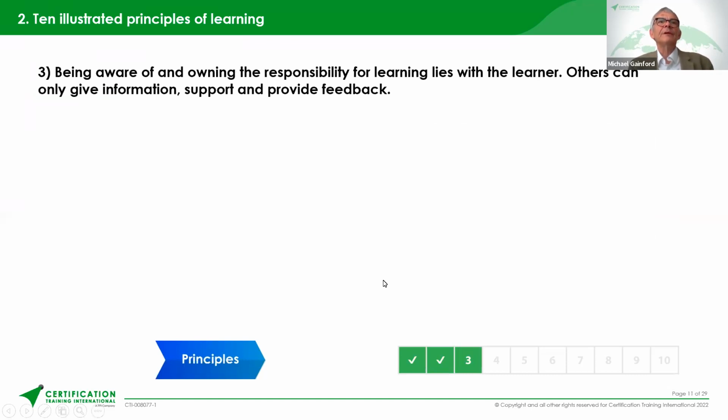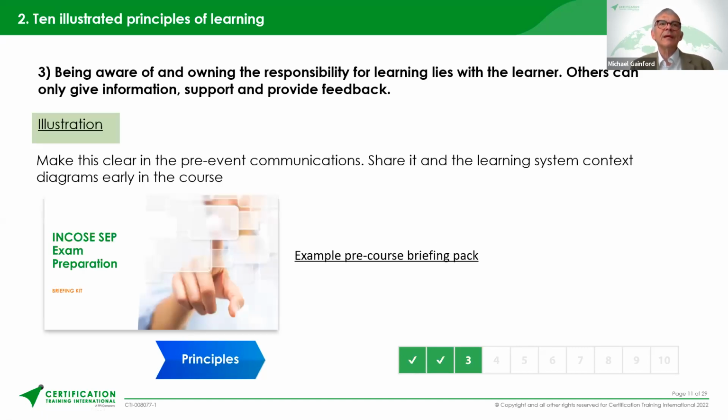Third principle, very important. The primary accountability for learning lies with the learner. So the more proactive you are and the more you believe in this principle, the more effective your learning will be. And again, this is something you could make clear before the event. You might send out something, you might call it a briefing kit, and share it and talk to people. And maybe share the idea that we're in a learning system and that delegates are learning from each other, so that people have maybe a different perspective about what this event is all about and how to get the most benefit from the event.